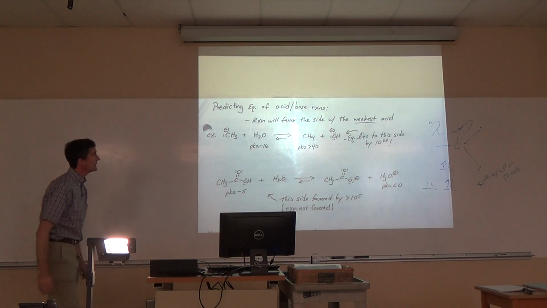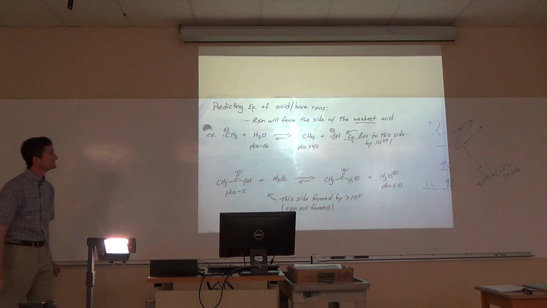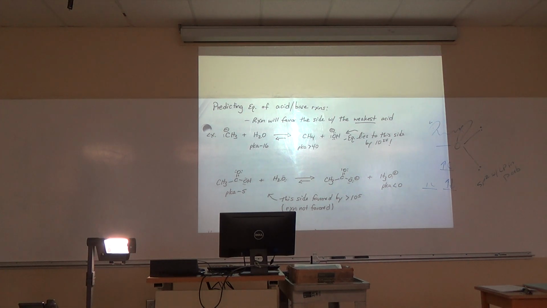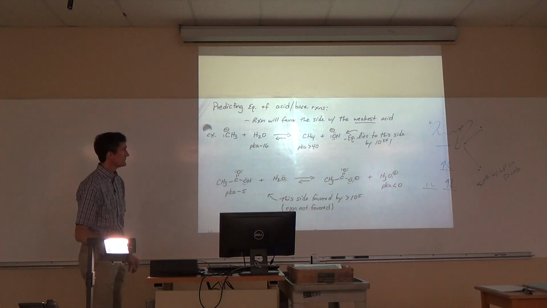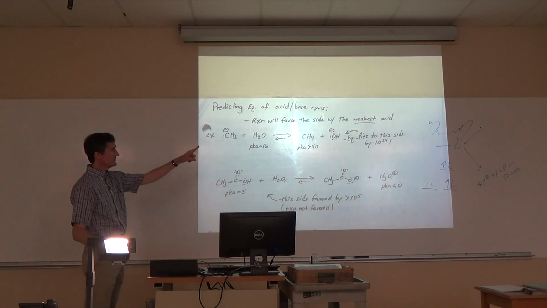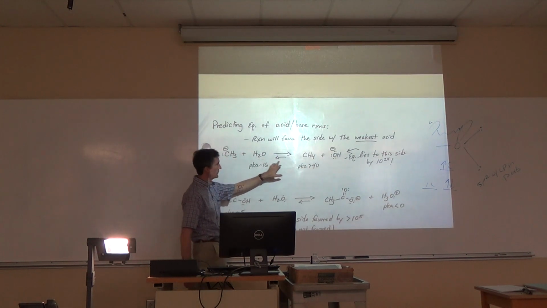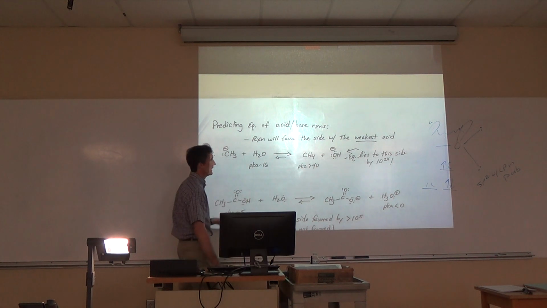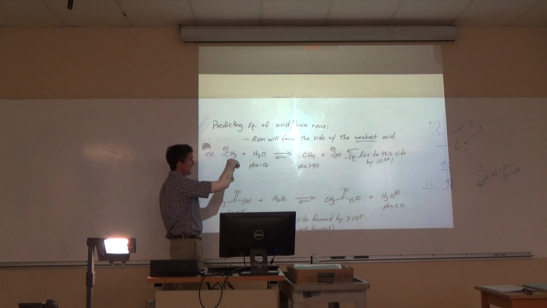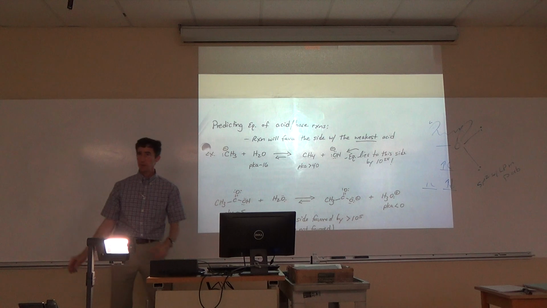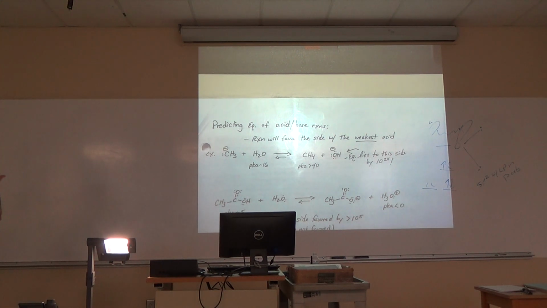Okay, let's look at predicting equilibrium of acid-base reactions. Reaction will favor the side of the weakest acid. Now, I know you know all this from Gen Chem 2, because in Gen Chem 2 you do all your acid-base equilibrium, right? So you should know all this. For example, look at this reaction. This acting as base, take a proton from water, we make methane plus hydroxide. You need to know the strength of your acids. pKa's are given here.